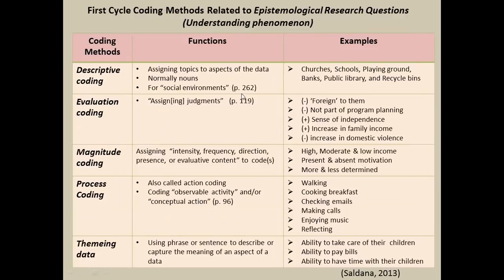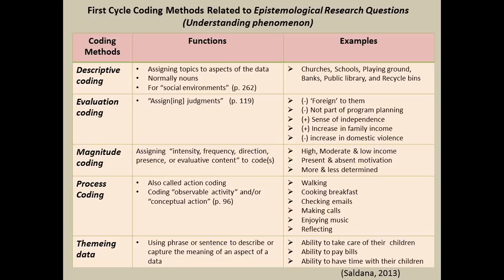So we have descriptive coding. You are just describing the data that you have. For example, you can describe a church, or a house, or the environment that you see as a researcher, especially when you are doing ethnography. You are there, you will see what you see, you have to describe it, and after describing, you can use descriptive coding to do the coding.